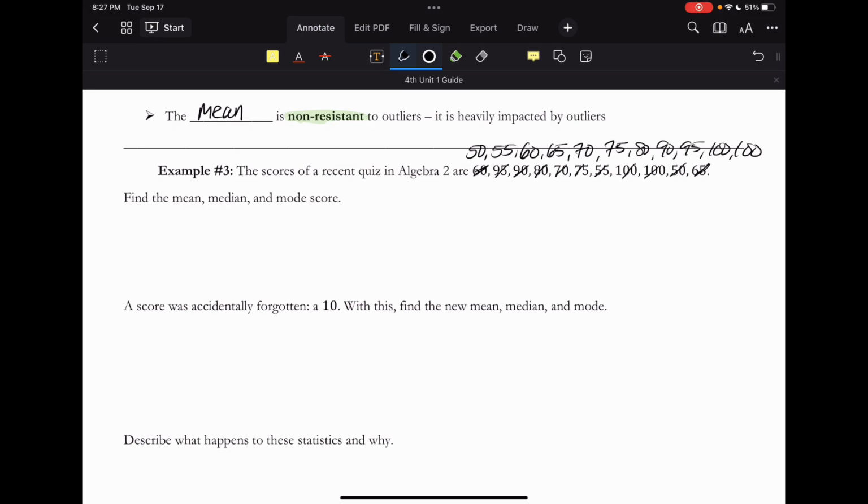Okay. All right, so to start to find that mean, I'm going to add everything together. 50 plus 55 plus 60, 65 plus 70, plus 75 plus 80, plus 90 plus 95, plus 100 plus 100. So adding all those scores together, that gets me 840. And I'm going to divide by my number of data points, which is 10.